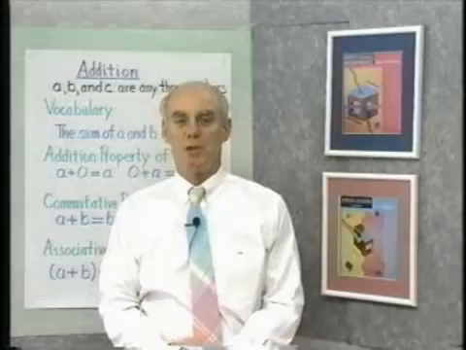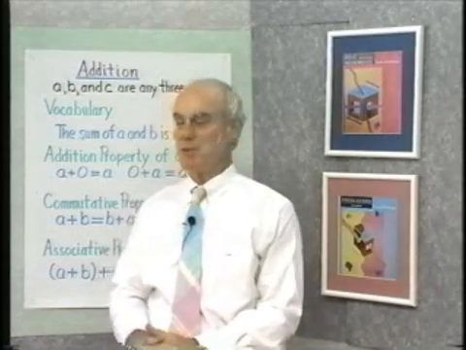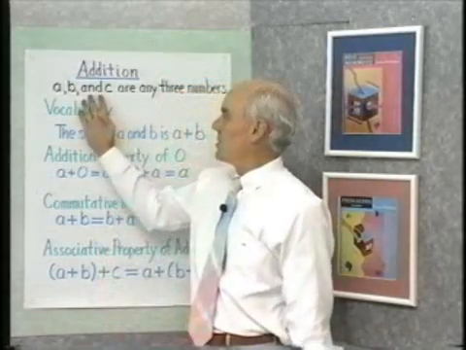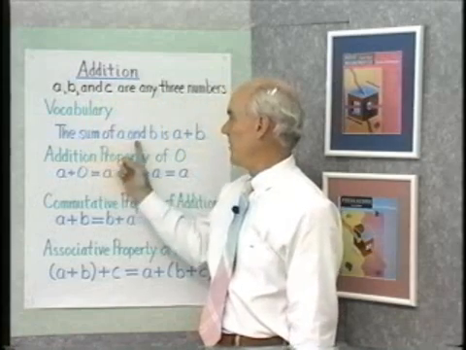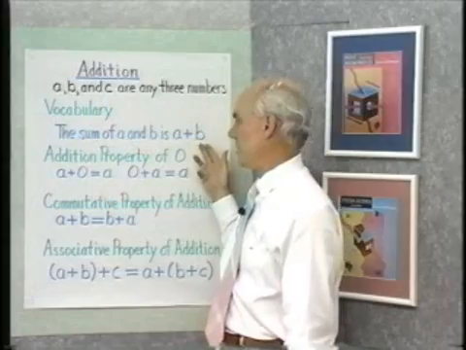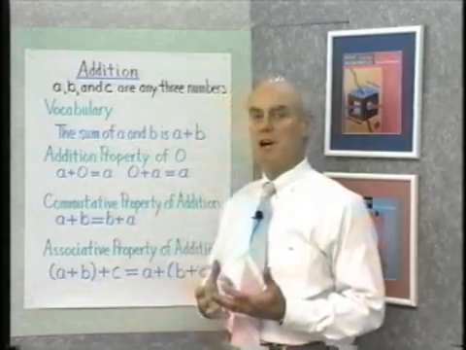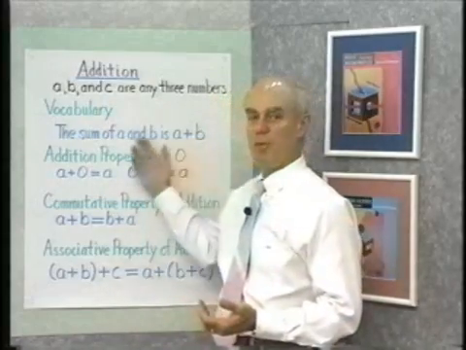In this section, we want to start our work with addition with positive and negative numbers. Over here on the board, I've written some of the vocabulary and properties associated with addition. First of all, we say if A, B, and C are any three numbers, then the sum of A and B is written A plus B. So we see that the word sum and the operation addition always go together.